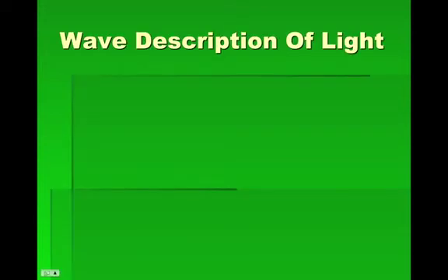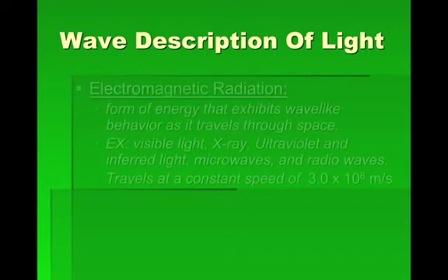Okay, so we're going to start with the wave description of light. There are two theories at work on light. One is that light is a particle, and one is that light is a wave. And the debate still kind of goes on today. It's kind of thought that light's kind of both, but we're going to start with the wave and then go on into the particle.